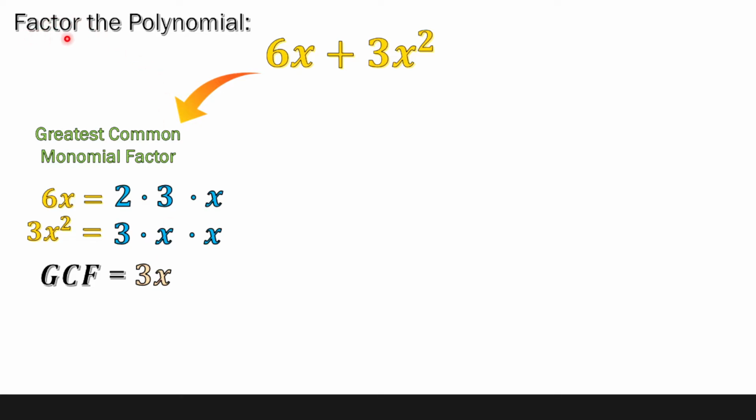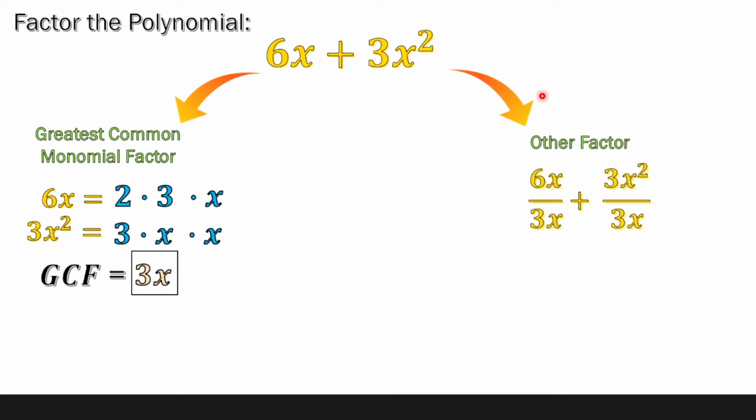Okay, kasi sabi, factor the polynomial, hindi naman get the greatest common factor. Factor the polynomial. Ito mismo yung factor natin. Now, if you get the GCF, you're going to divide it to the other factor. The other factor, once you get the GCF, you're going to divide the GCF to the given polynomial. Kaya, as you can see, 6x plus 3x squared to be divided by 3x.